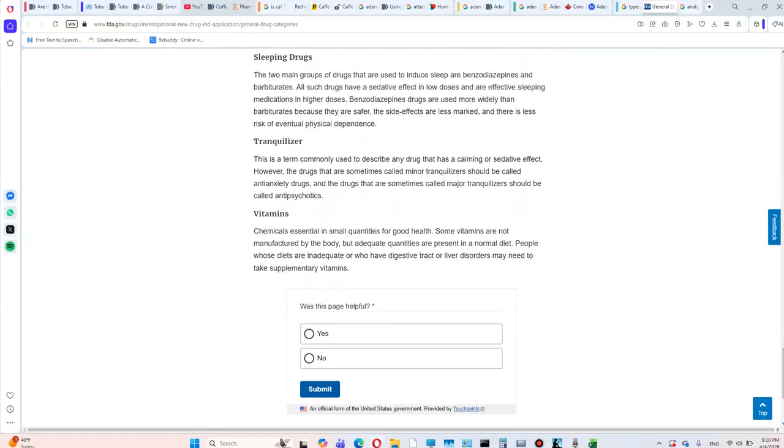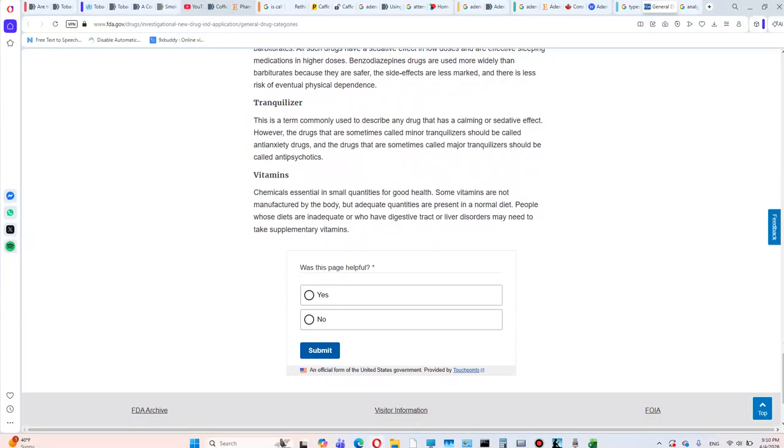Vitamins. Chemicals essential in small quantities for good health. Some vitamins are not manufactured by the body, but adequate quantities are present in a normal diet. People whose diets are inadequate or who have digestive tract or liver disorders may need to take supplementary vitamins.